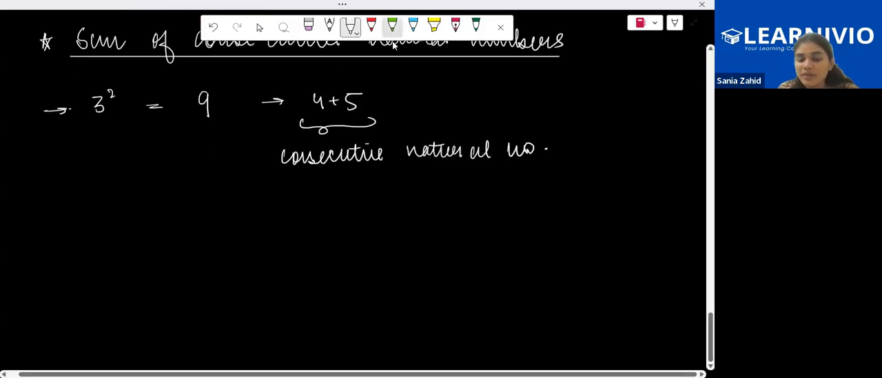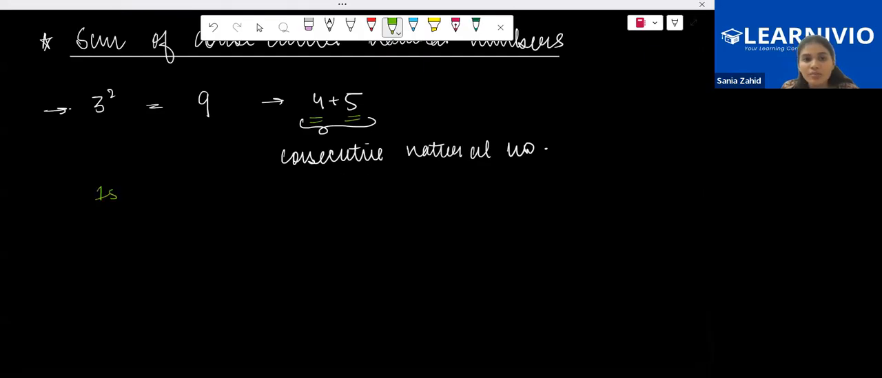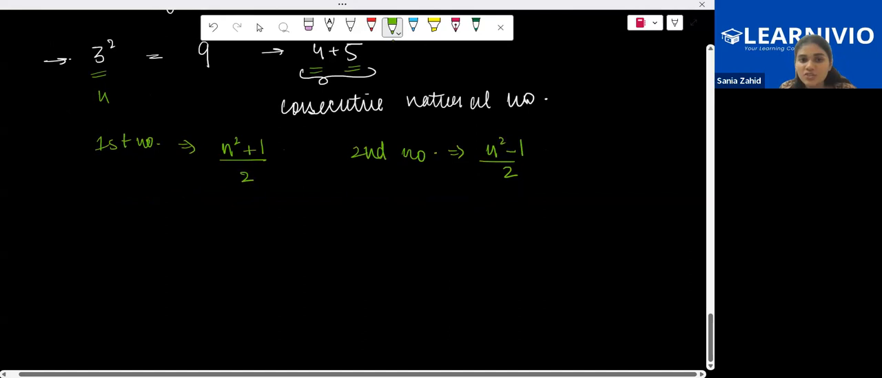And what is that method? These consecutive natural numbers, can I call them the first number and the second number? Can I call this 3 as n? I'm calling it n. So the first number becomes (n square plus 1) by 2, and the second number becomes (n square minus 1) by 2. So this is my general formula now.